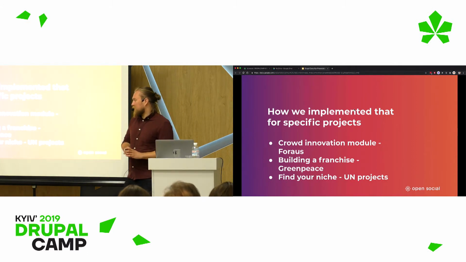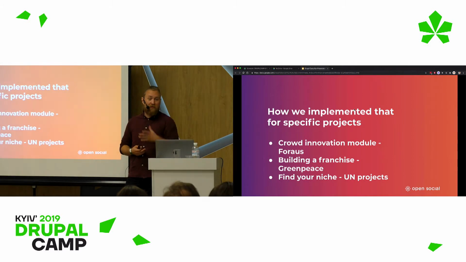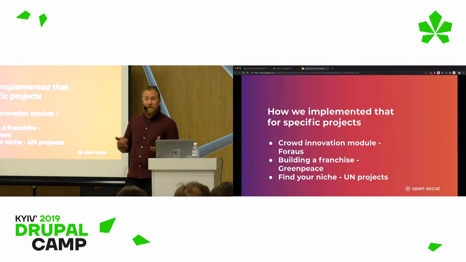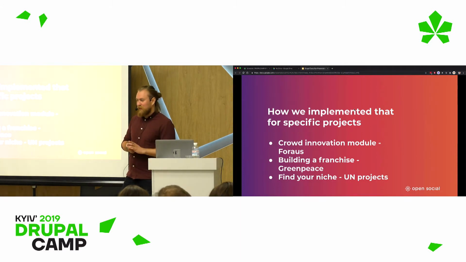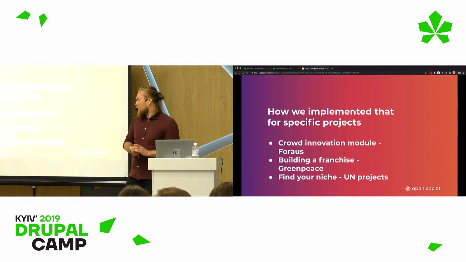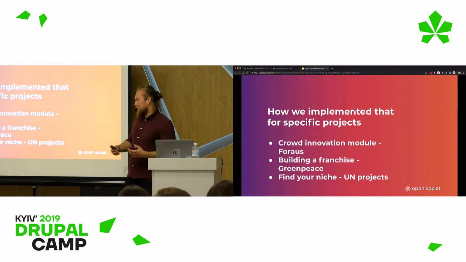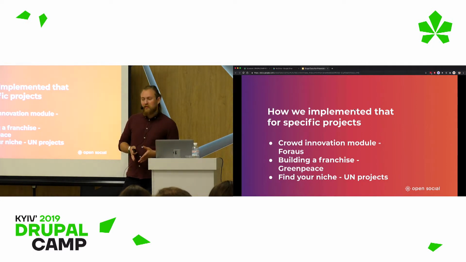The second one will be building a franchise with Greenpeace. As I said, we started with Greenpeace. It's a bit full circle now because Greenpeace will come to OpenSocial now, and we will build 16 NROs with them together. National regional organizations, so 16 different countries will have OpenSocial community platforms. And the last one will be the UN project. So we work for the UN, and basically it's about finding your niche and how to go into certain verticals.